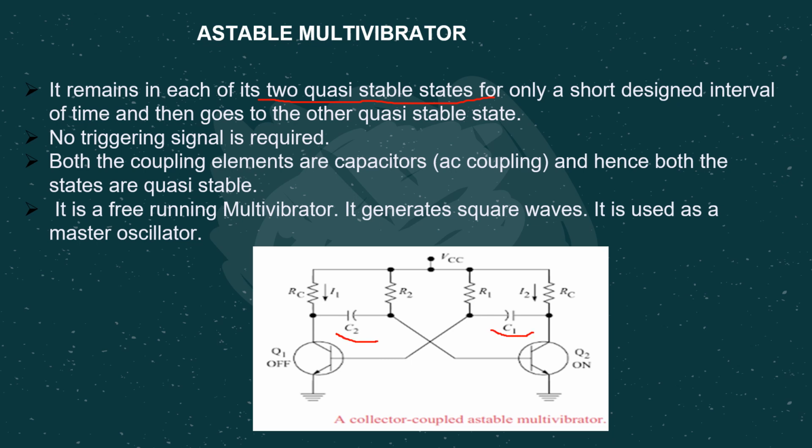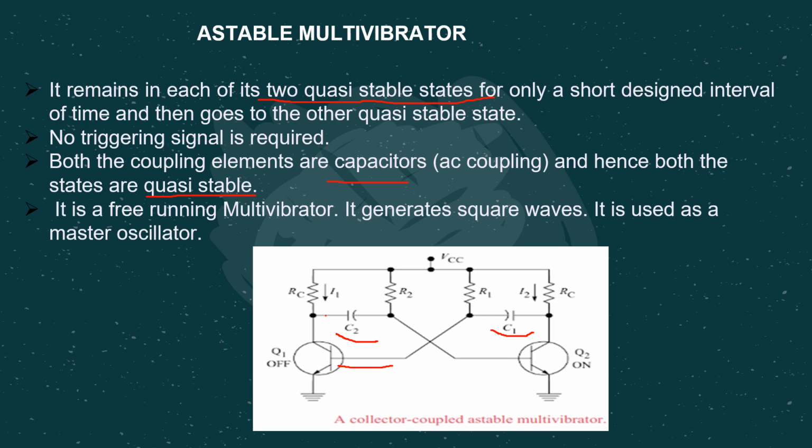Capacitors allow only AC voltage. They block DC. So only AC coupling is done from the output of first stage to the input of second stage, and output AC voltage from the second stage is coupled to the base of first stage. AC coupling indicates quasi-stable state, and hence both the states are quasi-stable states. Both the coupling elements are capacitors, no? So hence both the states are quasi-stable states.